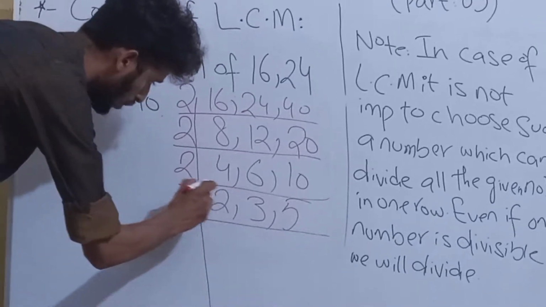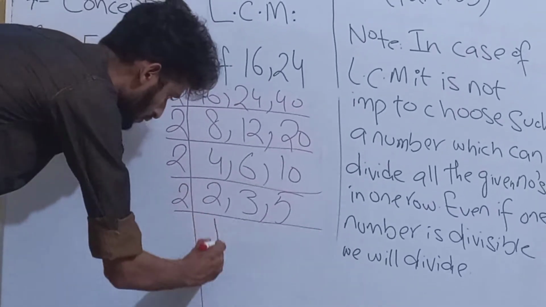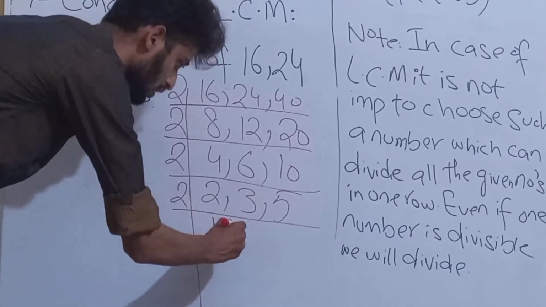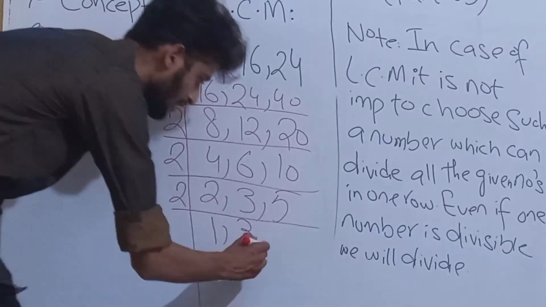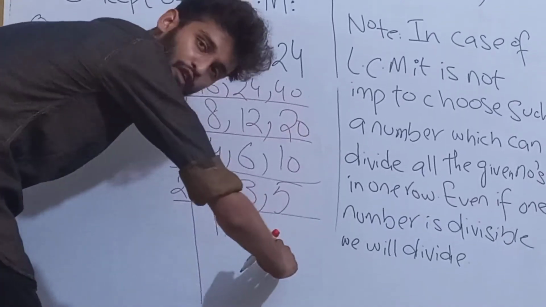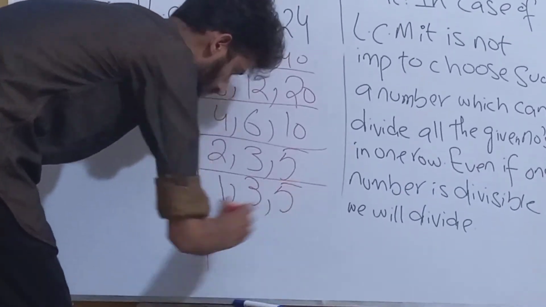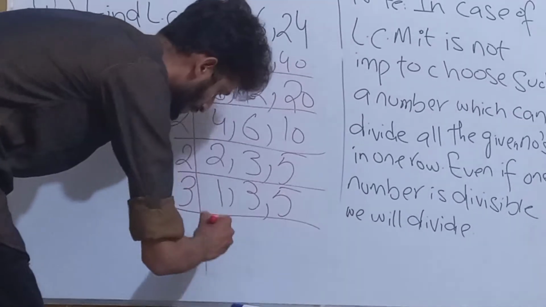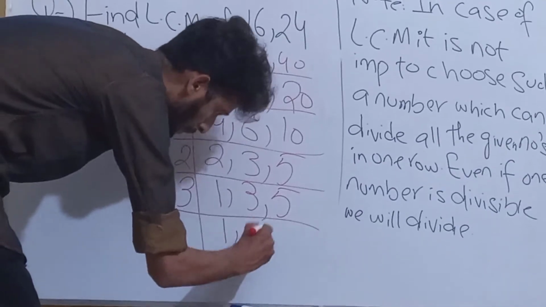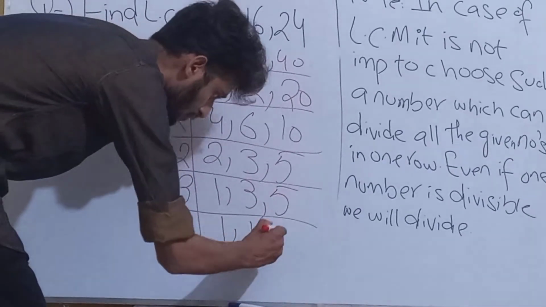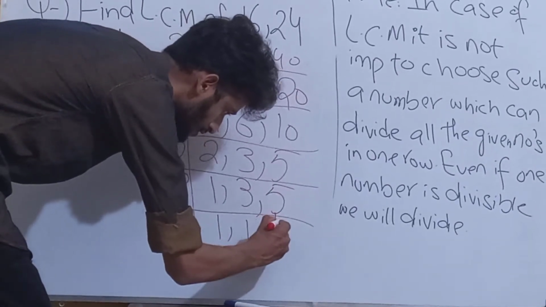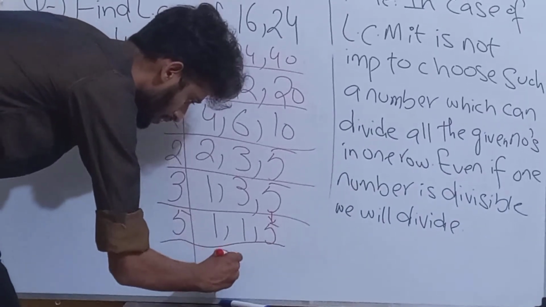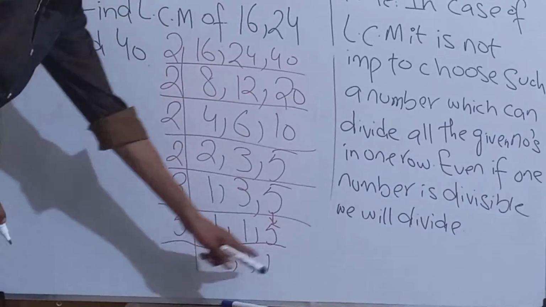Now this 2 is only divisible by 2, so we will write 1 over here. 2 divided by 2, the answer is 1. But 3 is not divisible, so we will copy 3 down. 5 is not divisible, so we will write 5 down. Now we will divide it by 3, as 3 is not divisible by 2, so 1 comma 1. But 5 is not divisible by 3, so we will copy 5 down like this. Now we will divide this 5 by 5. Now everything will become 1 comma 1, 1.